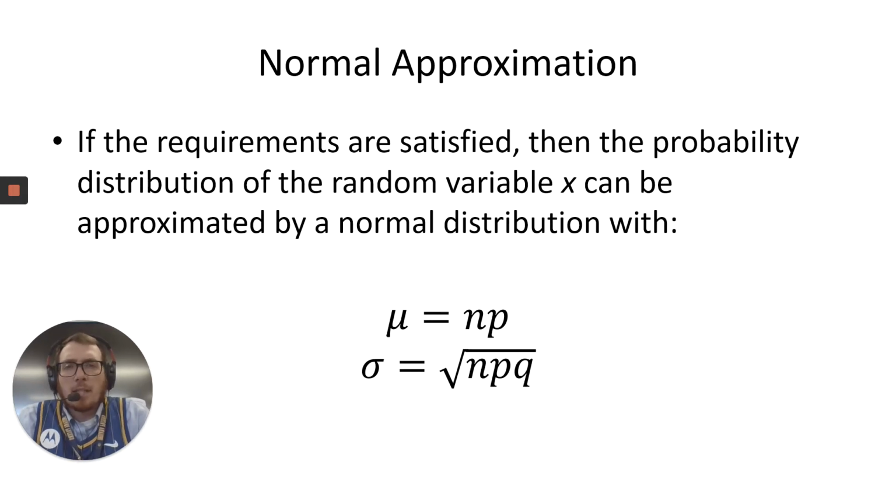The normal approximation will use the following information. This information is the same as what we dealt with for binomial. Notice this is the expected value or the mean, which is n times p. And then sigma, which is the standard deviation, is the square root of n times p times q. Those things are similar to what we dealt with earlier in the semester in chapter 5 when it came to binomial distributions.